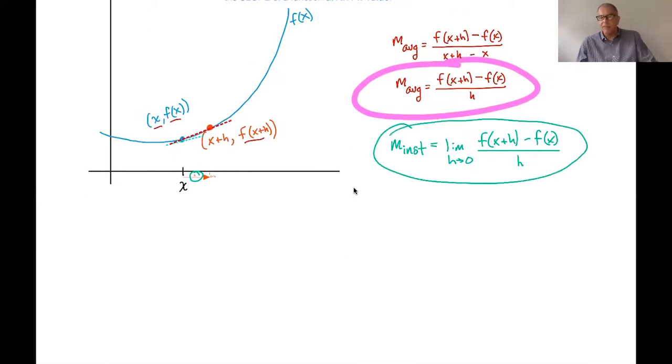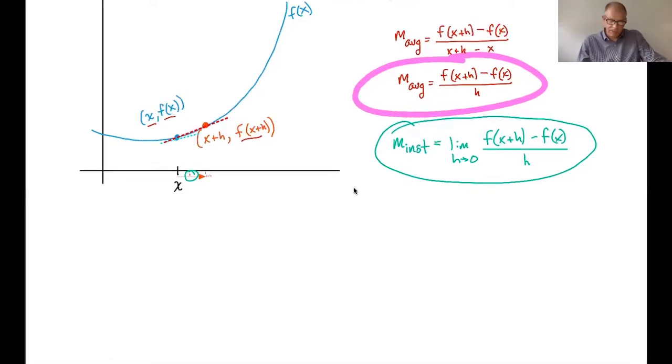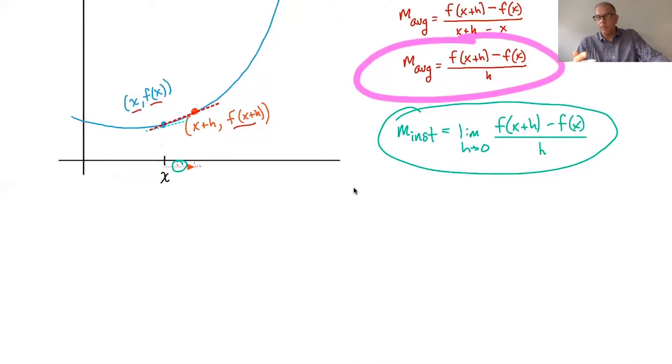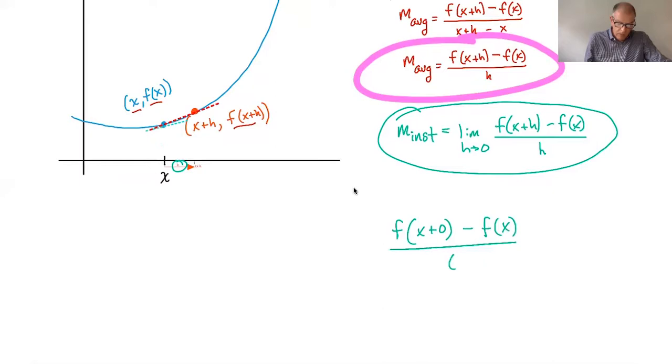And you're like, well, that doesn't seem very helpful. First of all, your first instinct might be, our first rule of evaluating limits is plug this in and see what you get. Well, in this case, if you plug 0 in there, you'd have f of x plus 0 minus f of x over 0. And of course, x plus 0 would just become an x, and we had f of x minus f of x, that's going to be 0.